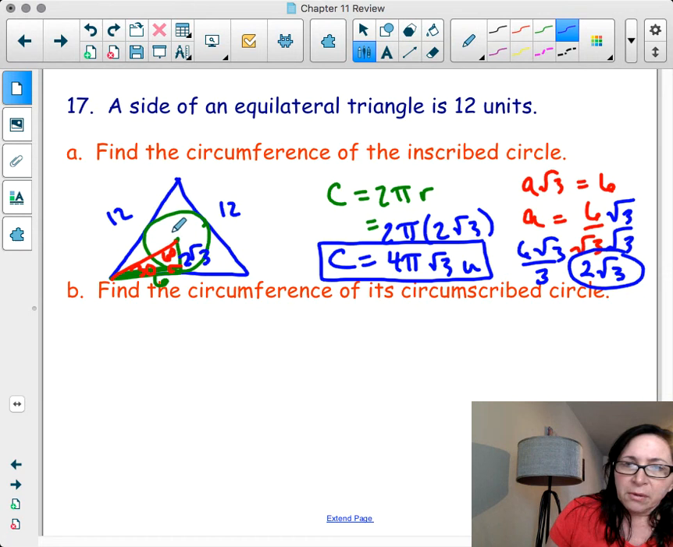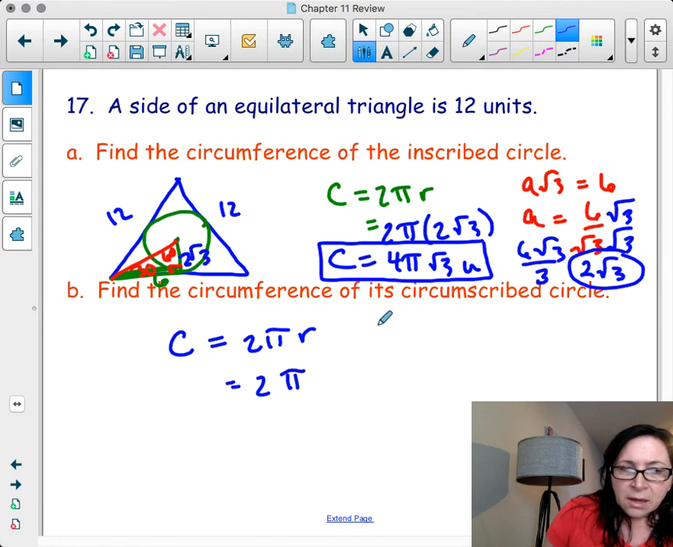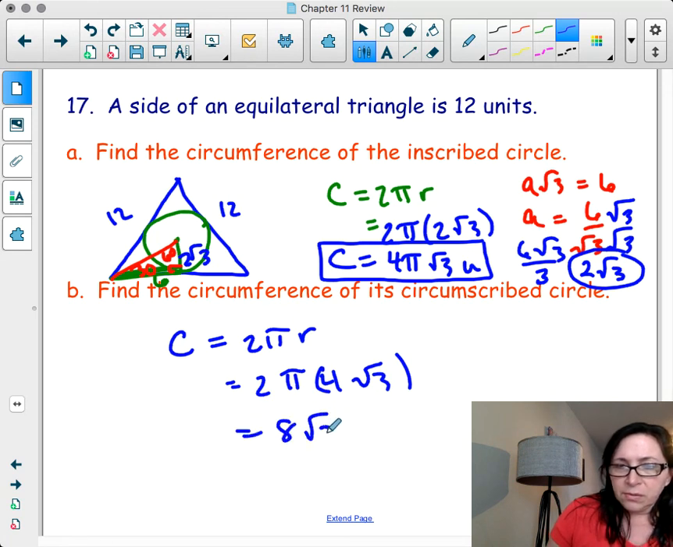And then you need to find the circumference of the circumscribed circle. So for this problem, circumference is equal to 2 pi r. So we go 2 times pi times this one, which is going to be 4 root 3. So that becomes 8 root 3 pi. And it's okay to put the pi on the outside. I like to write it like this, 8 pi root 3.